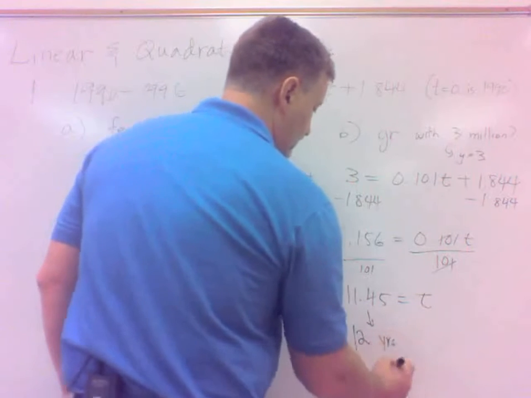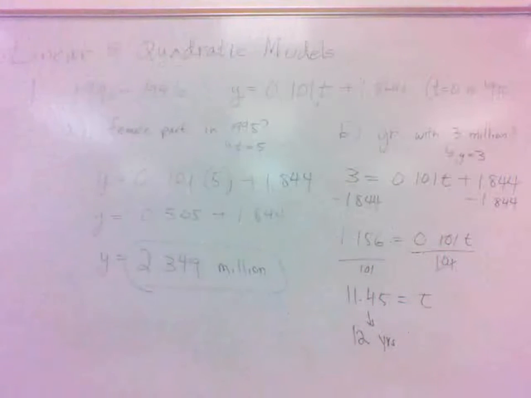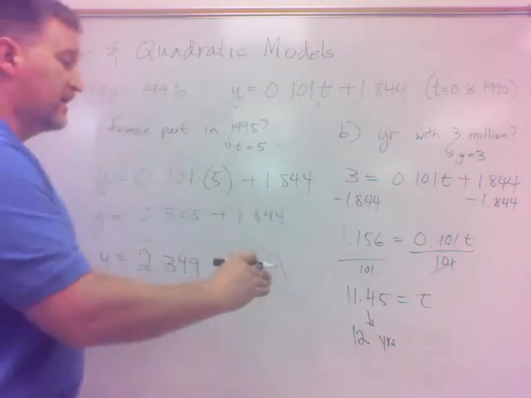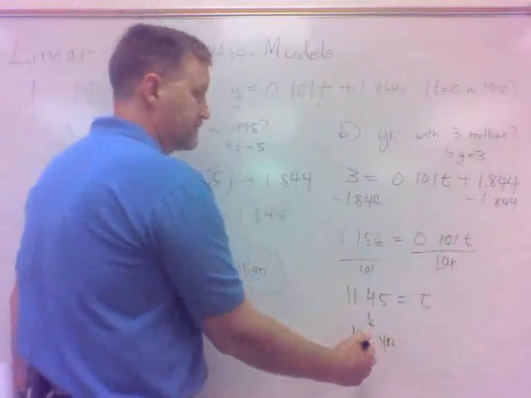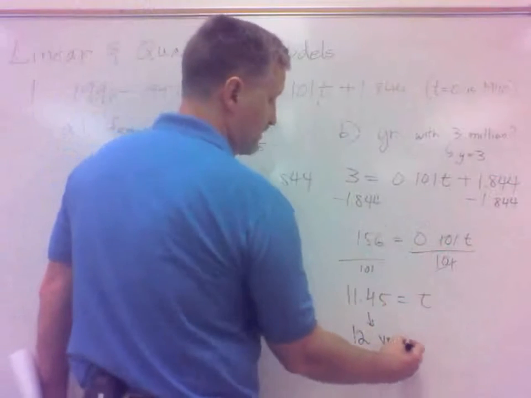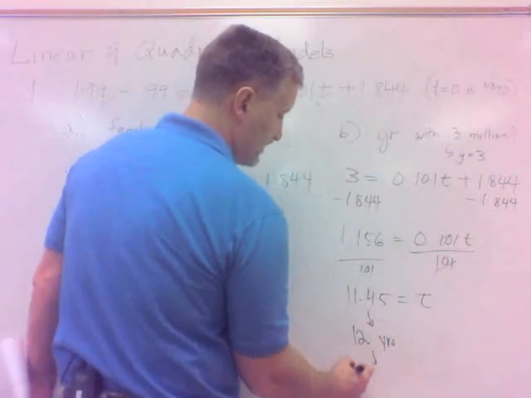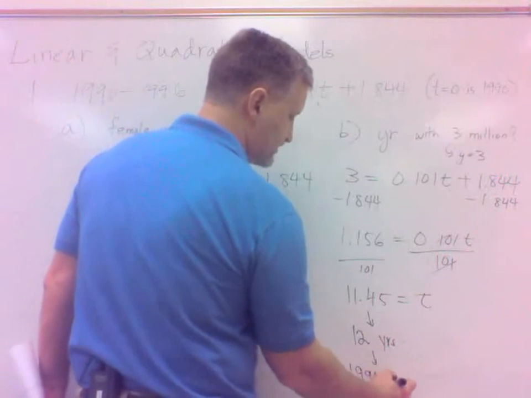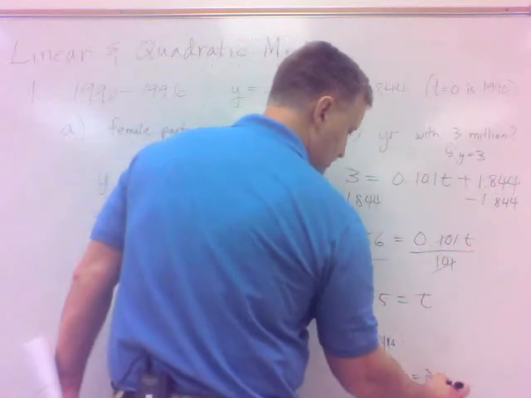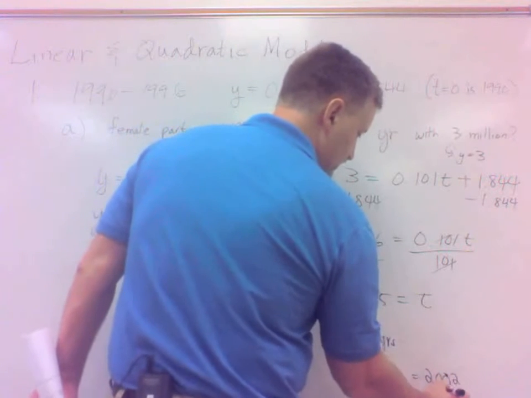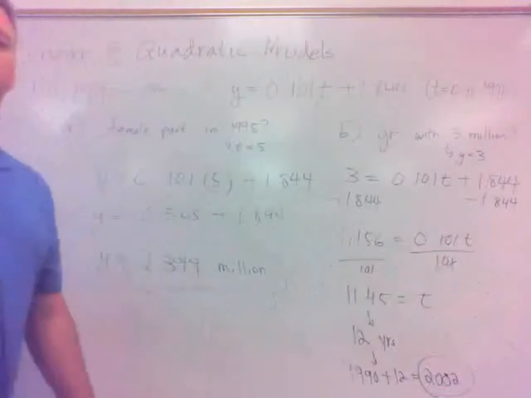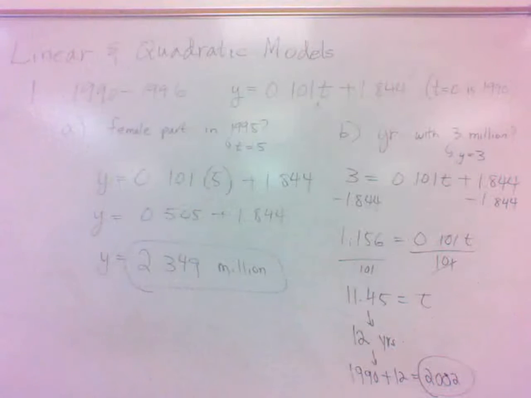So in 12 years from 1990, I would be reaching 3 million. 11 wouldn't quite get me there. It'd need to be the next year, 12 years, to get me the 3 million. So what year would that be? Well, it would be 1990 plus the 12, which is 2002. Final answer. Okay? The year would be 2002 when the number would reach 3 million.